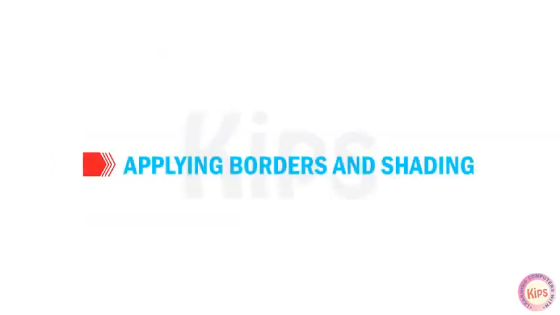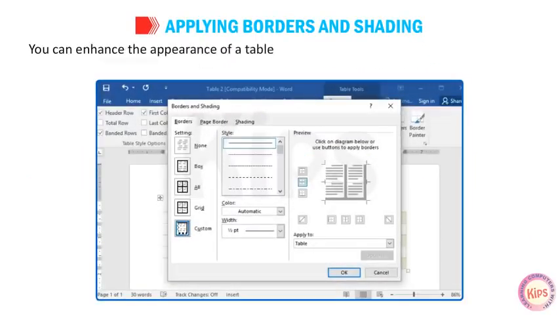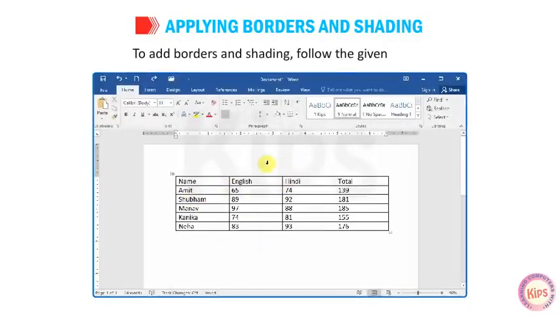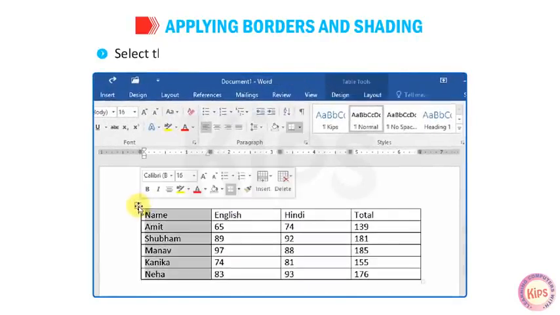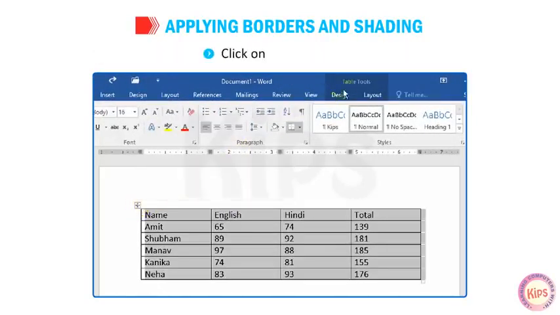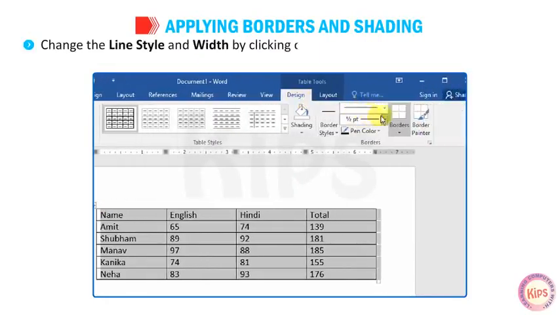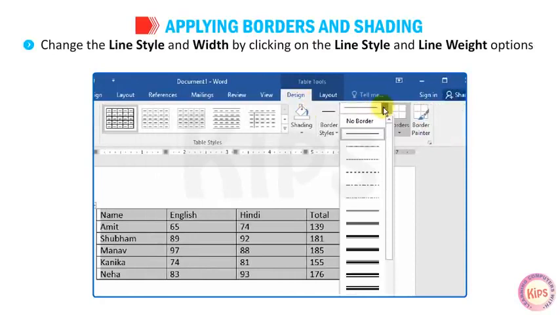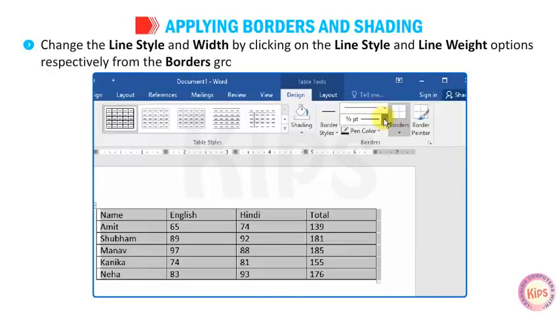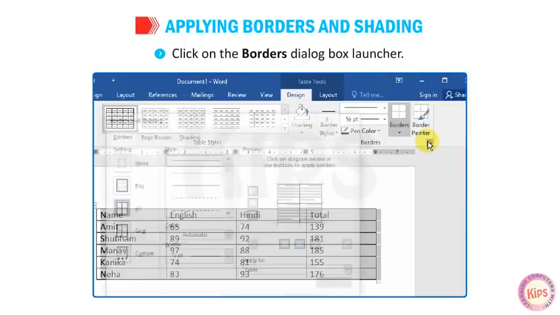Let us find out how to apply borders and shading. You can enhance the appearance of a table by applying a variety of borders and shading styles. To add borders and shading, follow the given steps. Select the entire table by clicking on the Table Move handle. Click on the Design tab. Change the line style and width by clicking on the line style and line weight options respectively from the Borders group. Click on the Borders dialog box launcher.